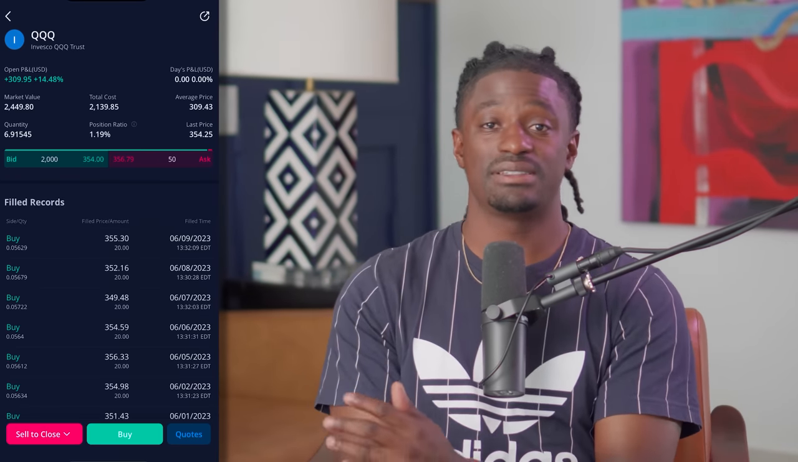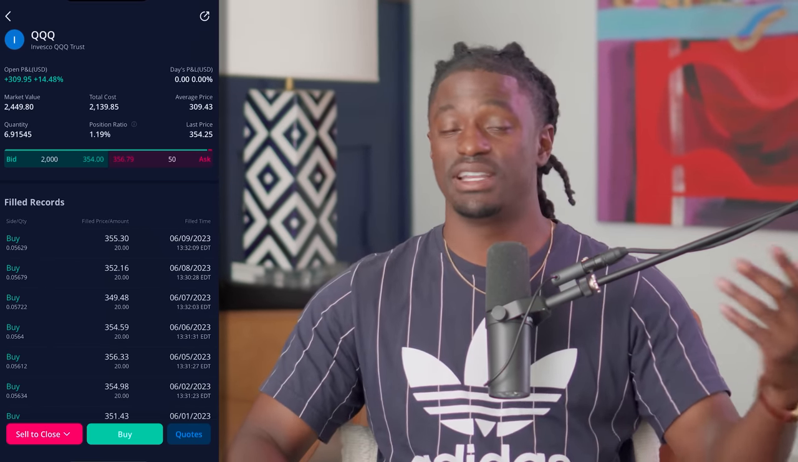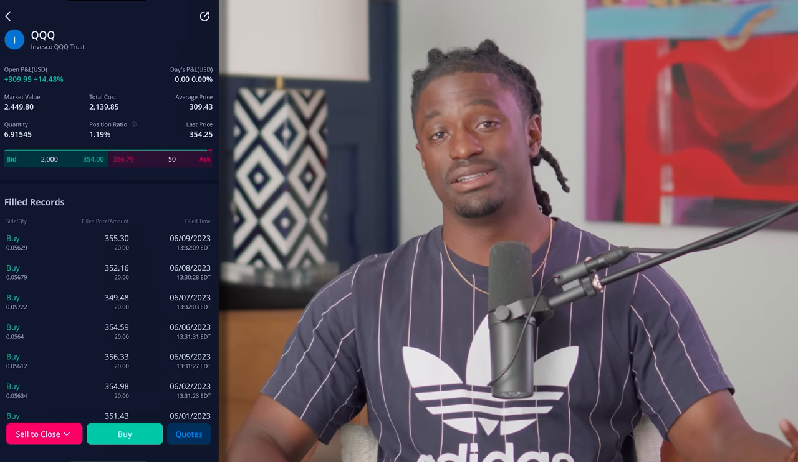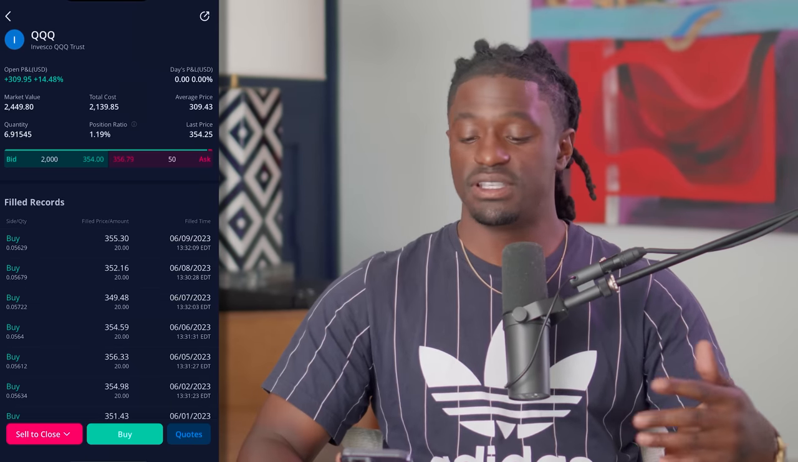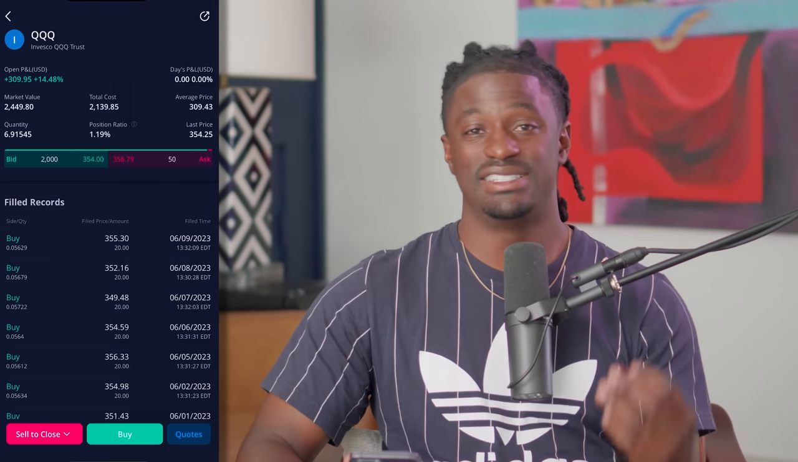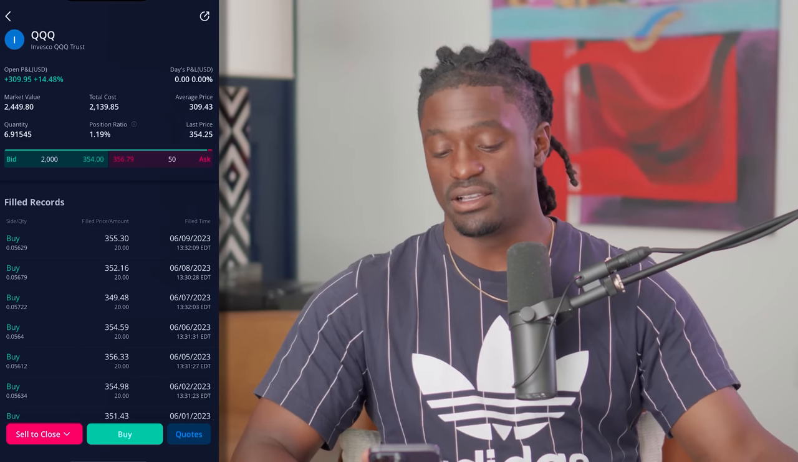Remember, guys, if you invest in the stock market, it usually goes up 6 to 8% every single year. That is considered a good return to have, 8% every single year. I'm up 14.48% in just 6 months. So I'm outperforming the stock market by dollar cost averaging.